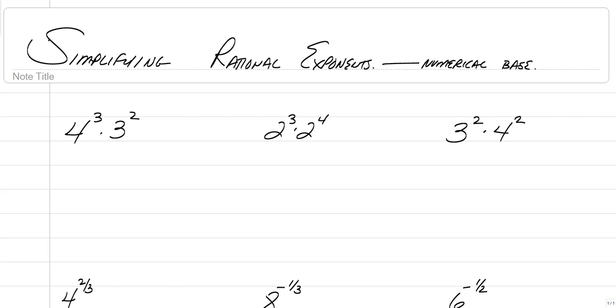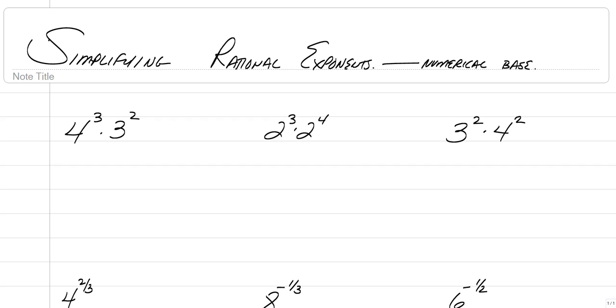All right, everybody, let's get down to simplifying rational exponents with a numerical base. So your last video was a variable base. I'm going to tell you right now that numerical bases are much trickier to work with than a variable base. They follow the same rules, but when you're working with numbers, things can be different. Let's just put it that way. So let's just check it out.